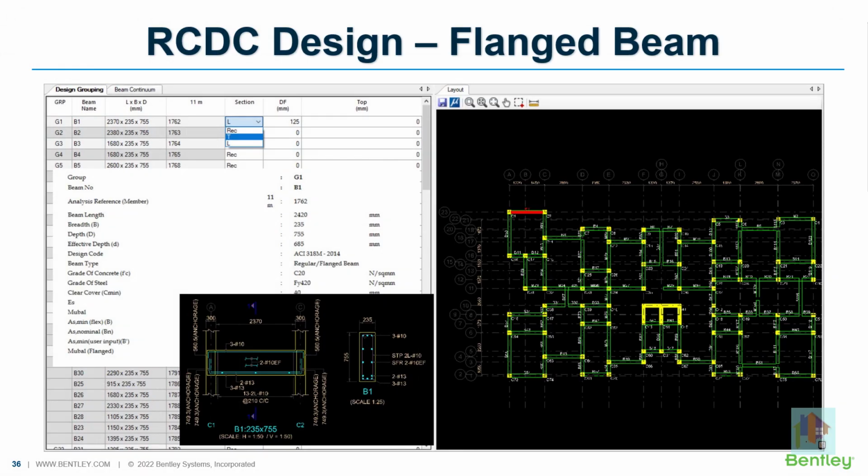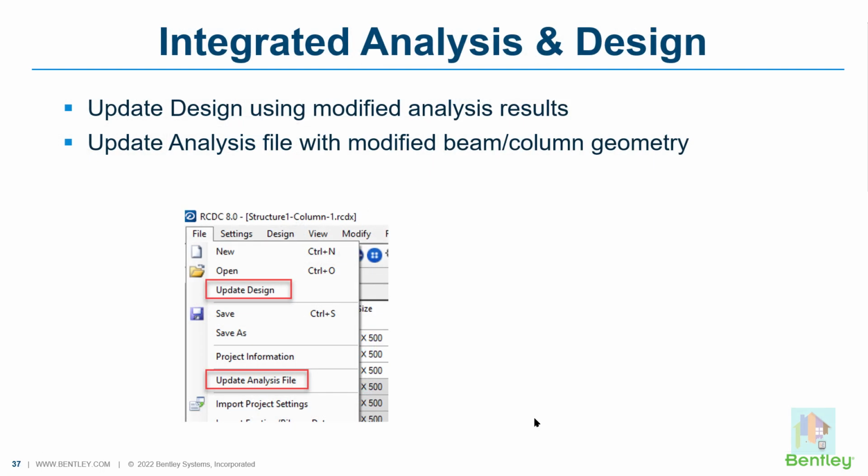Finally, we can design the flange beam, like if there is a T beam or L beam where we need to consider the effect of the slab. We can do that in RCDC, and the program will design the beam considering the slab stiffness. And finally, this is another point which I like very much: the update design and update analysis model. Once we have performed the design, we may find that the column dimension that we have estimated is not sufficient, so we need to change it. There is a 500 by 500 column that fails. We need to change it to 700 mm by 500 mm. So we can change that in RCDC and check whether it passes or not.